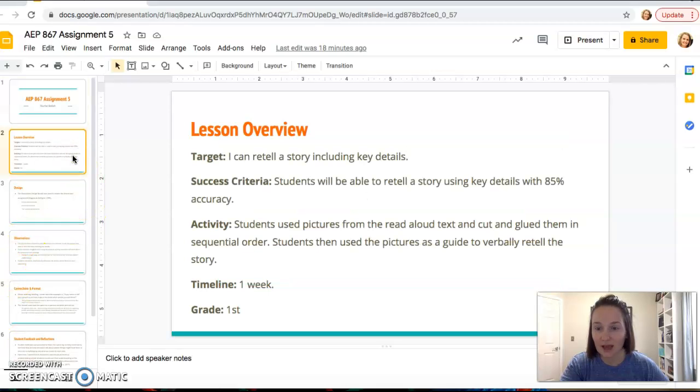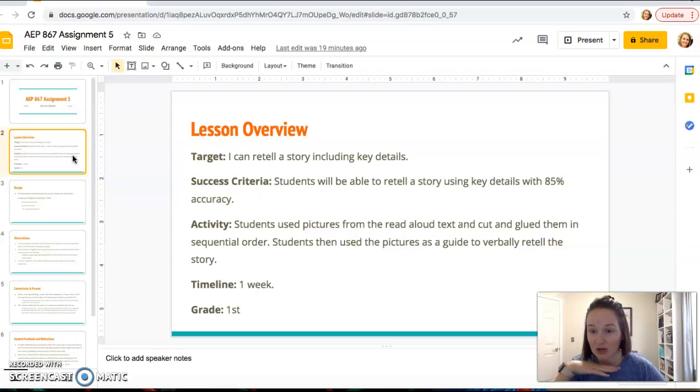So, just to recap my lesson, the target was I can retell a story including key details. The success criteria was that they'll be able to retell a story using key details with 85% accuracy. And the activity was that students use pictures from the read aloud, and then they cut and glued them in sequential order. And then they used the pictures as a guide to then verbally retell the story to me.